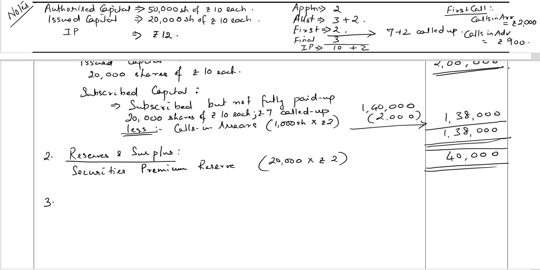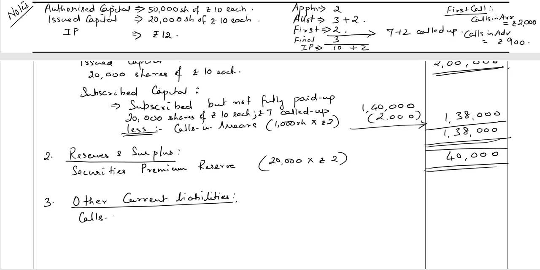Let's go on to third note, other current liabilities. As discussed in the theory section, the amount of calls in advance needs to be shown under other current liabilities. The amount is 900 rupees.